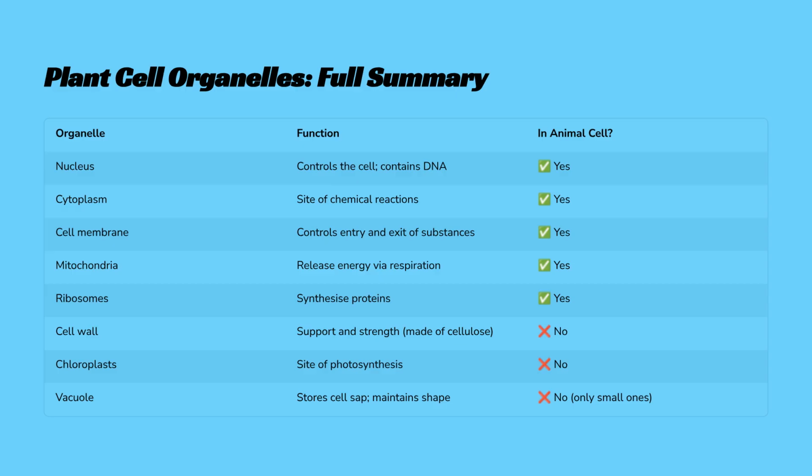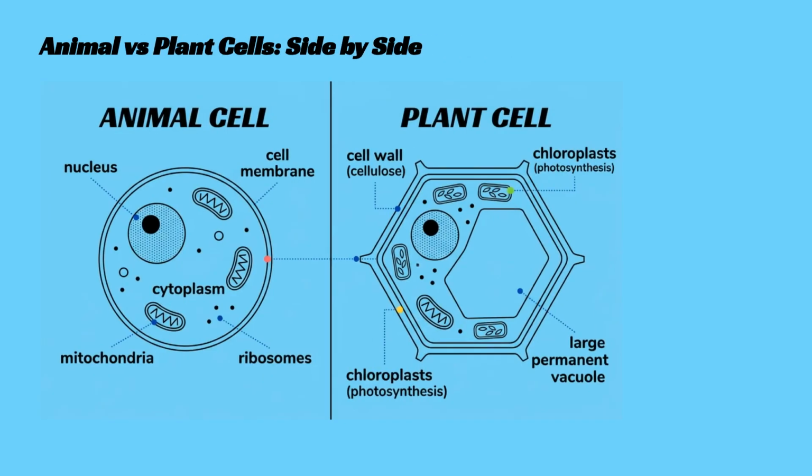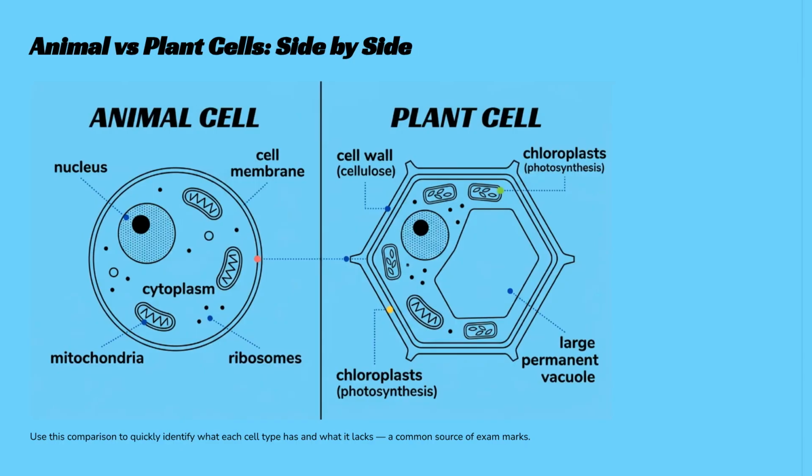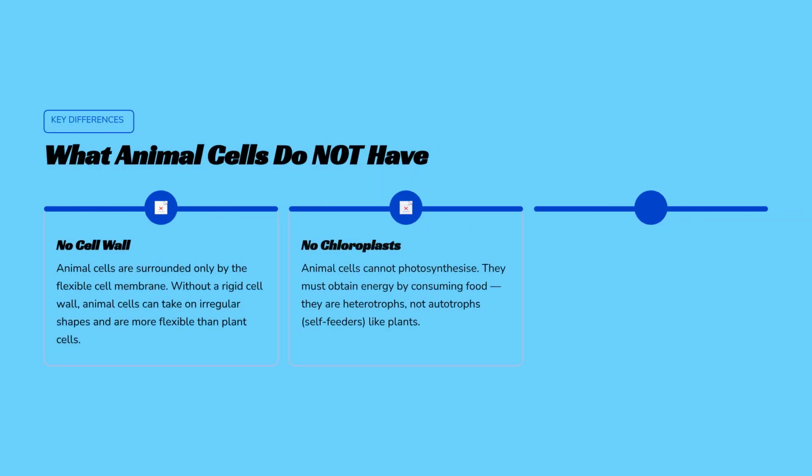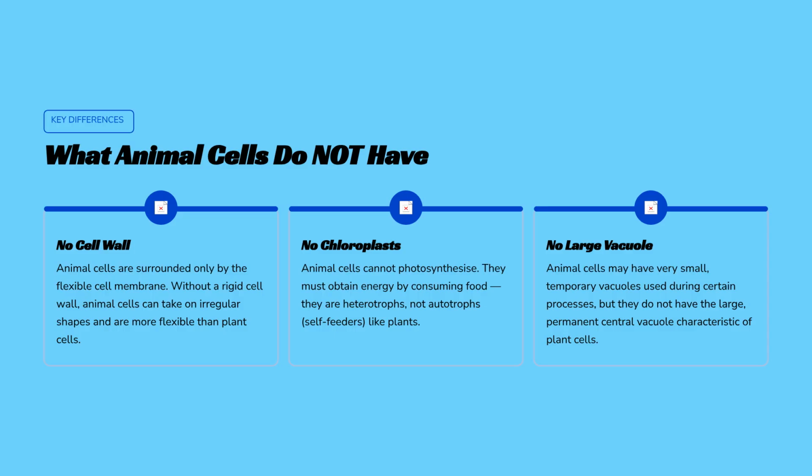This comprehensive summary table outlines all the key plant cell organelles, their functions, and whether they are also found in animal cells. Note the 3 plant-specific organelles at the bottom. Here's a direct side-by-side comparison of animal and plant cells. Use this diagram to quickly identify which organelles each cell type possesses and which ones they lack. The key differences are that animal cells lack the cell wall, chloroplasts, and a large permanent vacuole. This absence affects their structure, energy source, and flexibility.